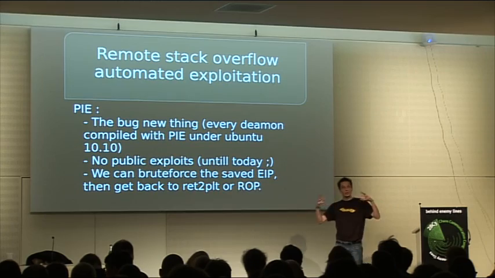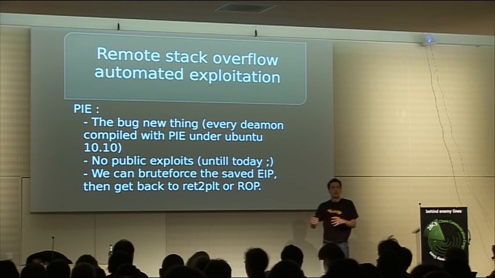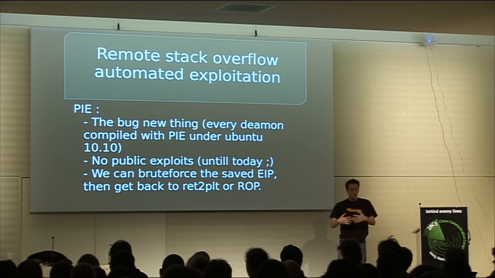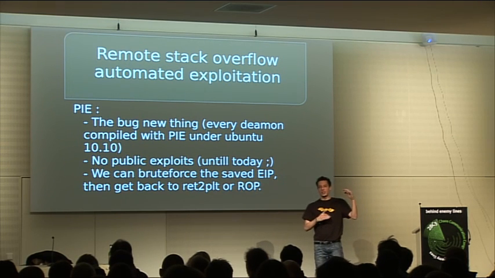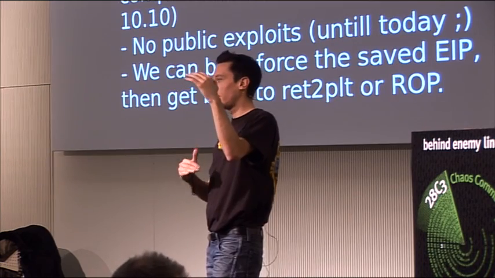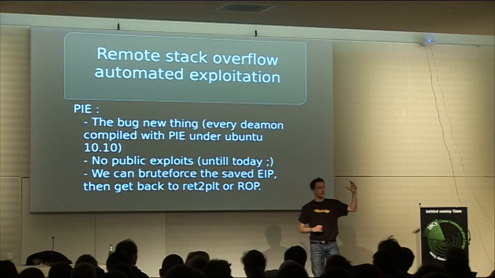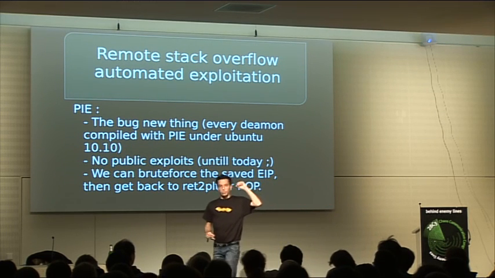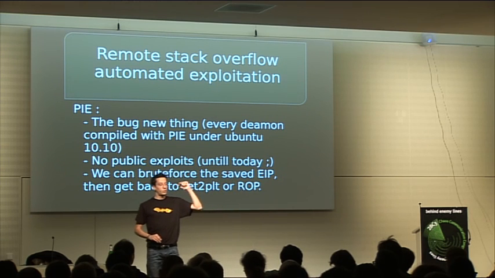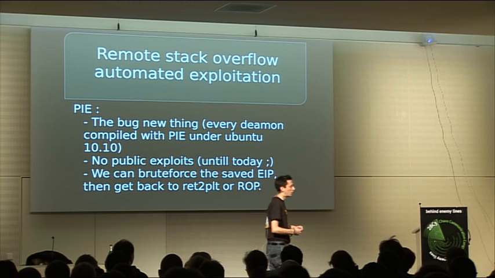Even if you have randomization and you don't have PIE, in case of stack overflows you can find ROP gadgets, for instance, inside the main executable, because the PLT is going to be at a static location. So if you want to do return to PLT, or if you want to do ROP, you can find your gadgets at known locations.